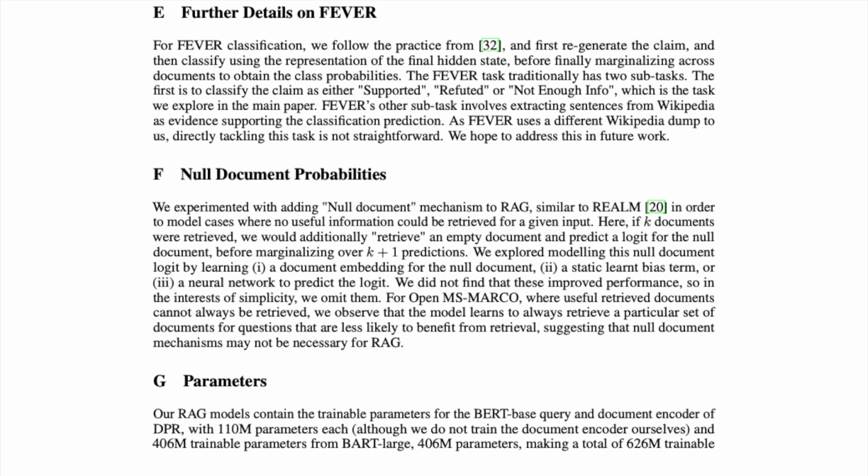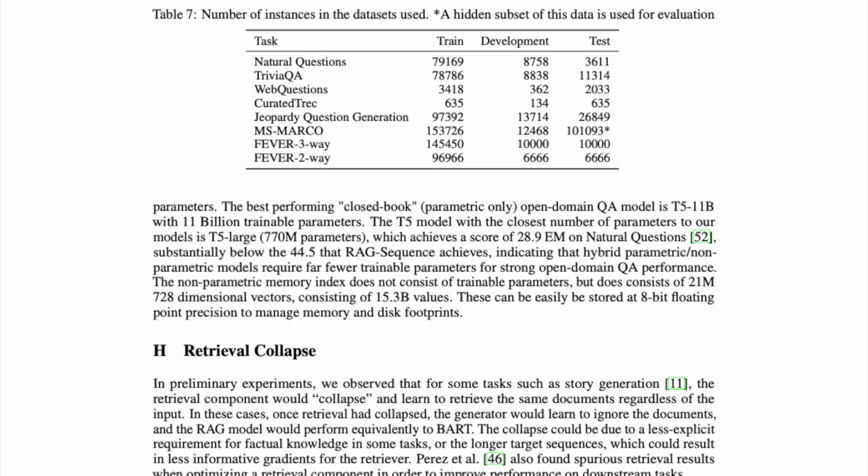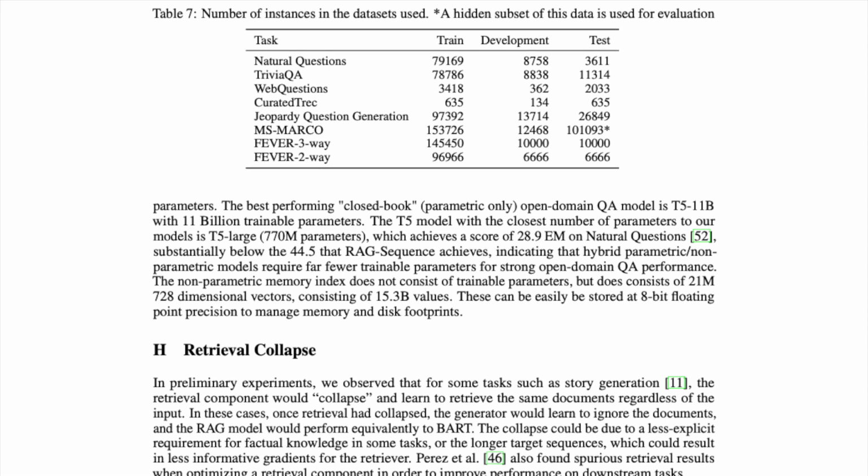G, parameters. Our RAG models contain the trainable parameters for the BERT-based query and document encoder of DPR, with 110M parameters each, although we do not train the document encoder ourselves, and 406M trainable parameters from BART-large, 406M parameters, making a total of 626M trainable parameters. Table 7, number of instances in the datasets used. A hidden subset of this data is used for evaluation.